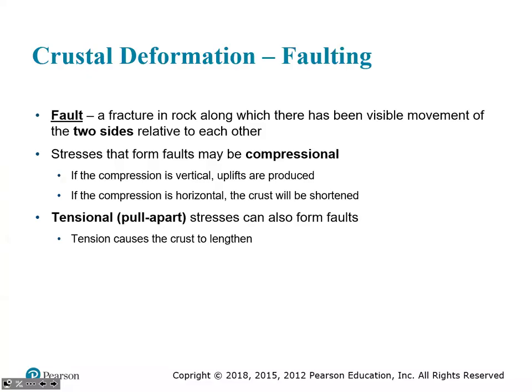So in general, a fault is a fracture in the rock where there's been visible movement of the two sides relative to each other. And different forms of stress form different kinds of faults. If the stresses that form faults are compressional, you can get the crust to shorten, and you can also get uplifts, causing things to move upwards. You can also get tensional stresses that form faults. This causes the crust to lengthen.